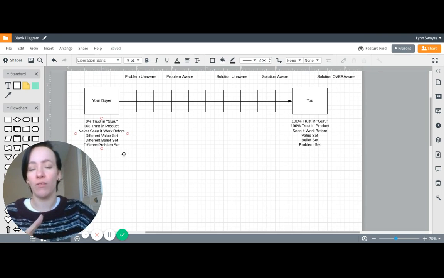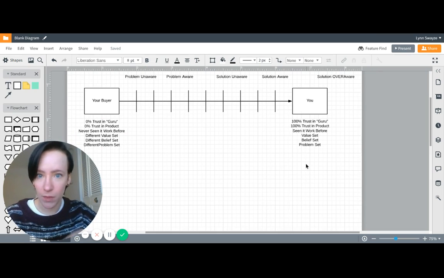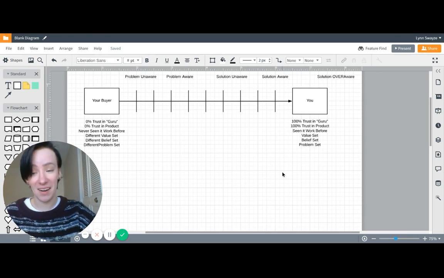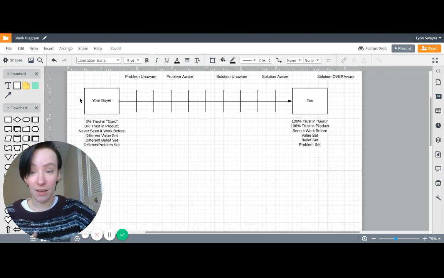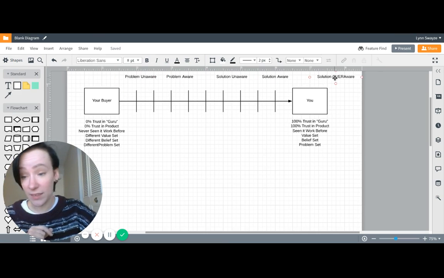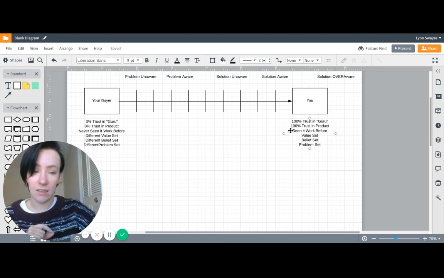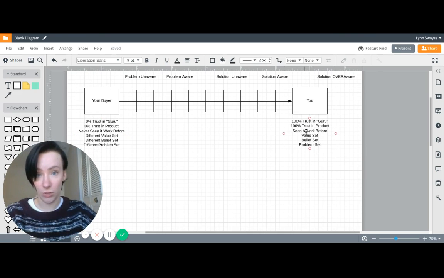line of how we're going to move forward in marketing, right? As you can tell looking at this, I'm sorry, I'm not a designer. I'm very engineering minded, and this is about as close to design as I get. So what you see here is your buyer on the left and you on the right. Up top, I have Gene Schwartz's levels of awareness, which I'll explain. And down here, I have a reminder of the difference between your buyer and you.